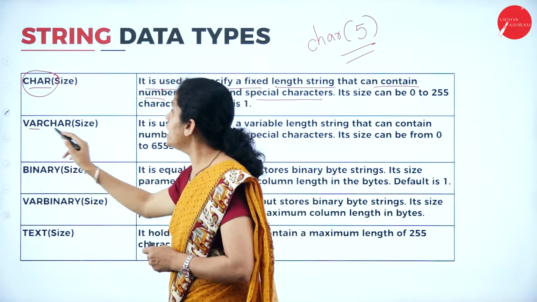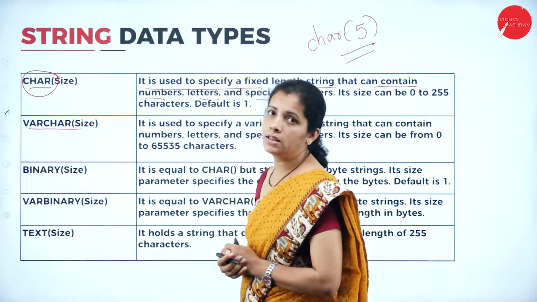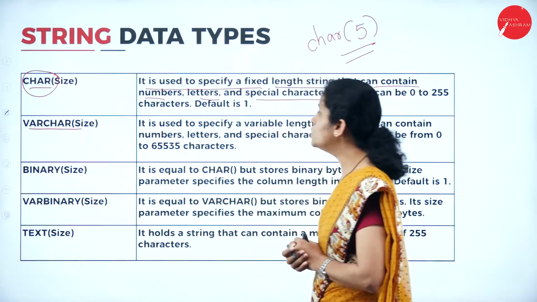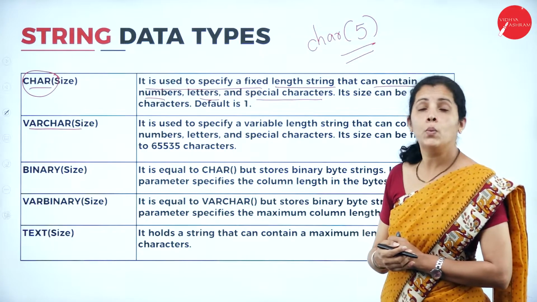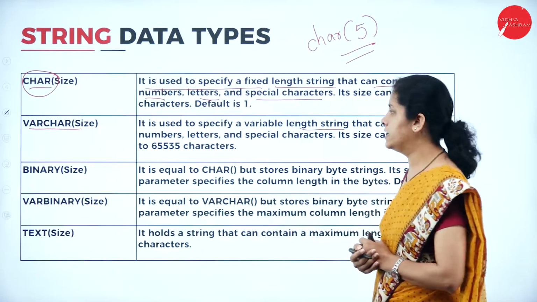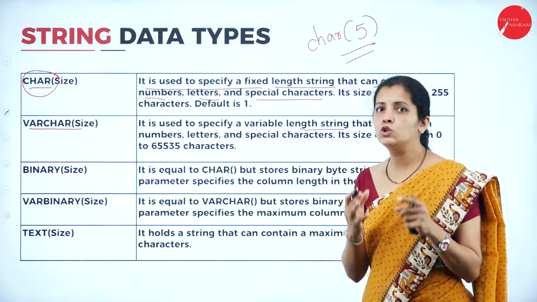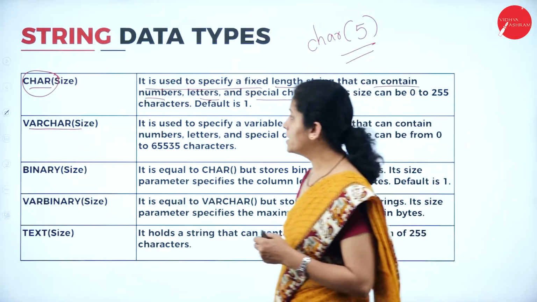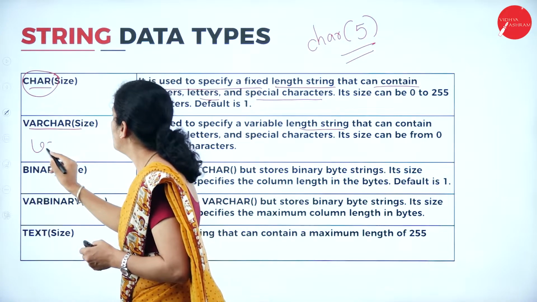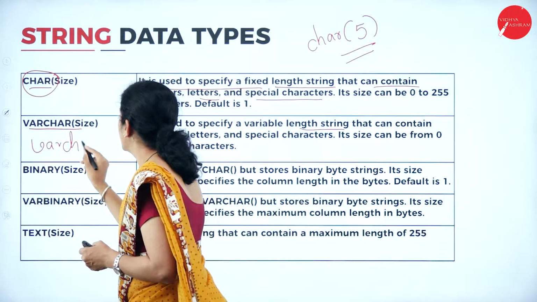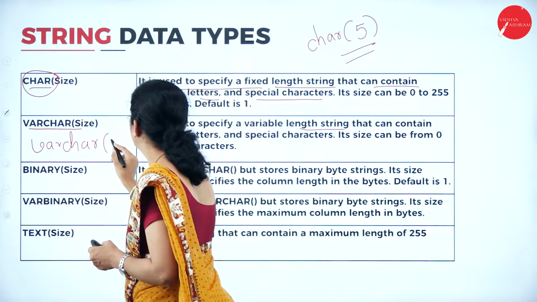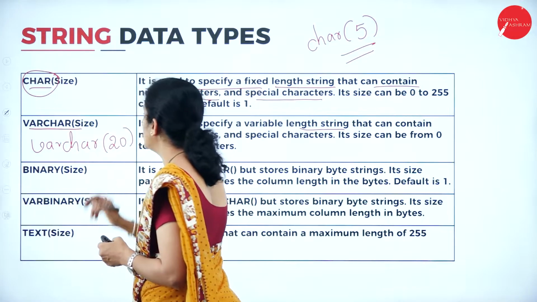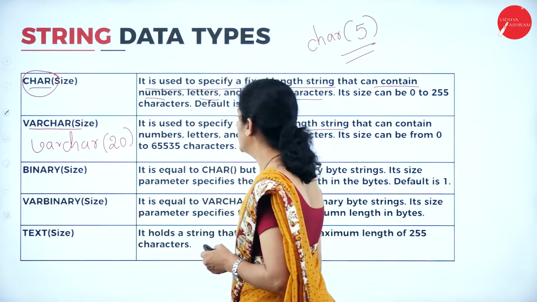Now, varchar along with the size is used to specify a variable length string. It is mainly used to specify the variable length string. For example, varchar of 20. So variable length character.